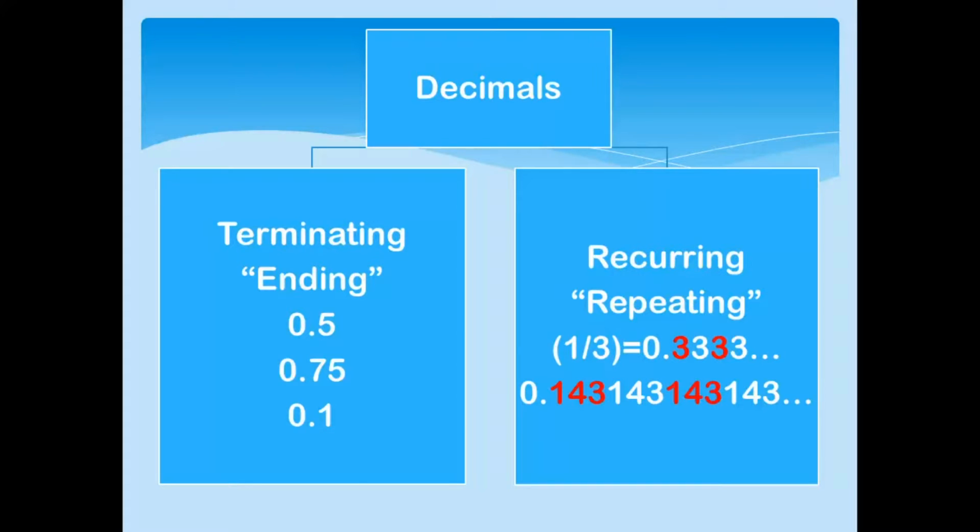Another example would be dividing 143 by 999, which would give you 0.143143 and so on. In this case, the repeating set of numbers is the 143, whereas in the previous example, it was only the single digit 3.